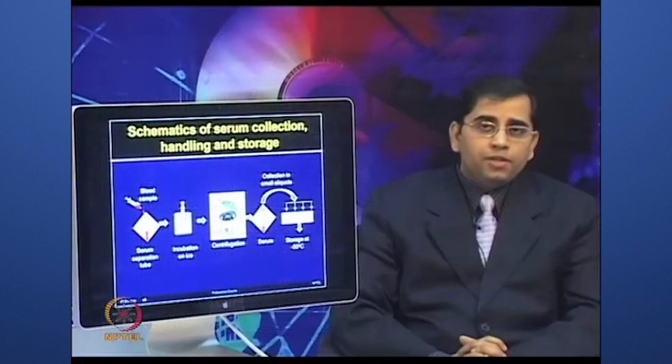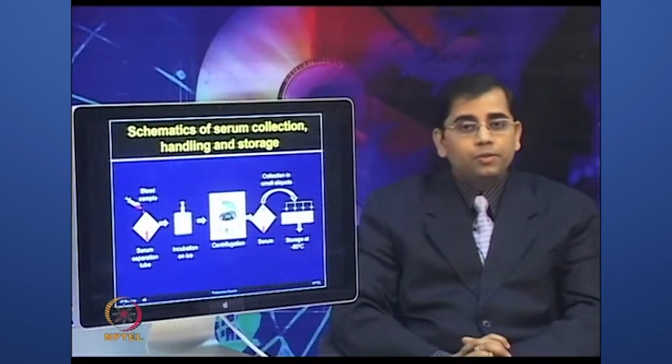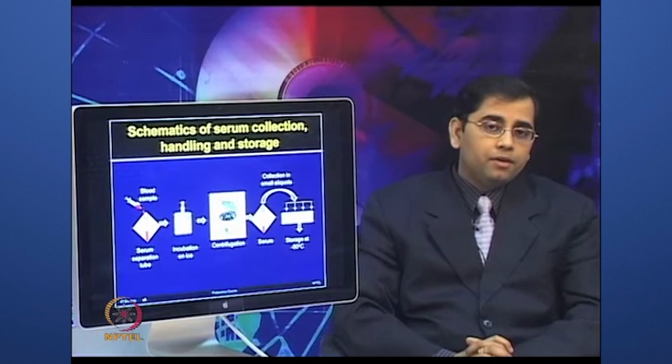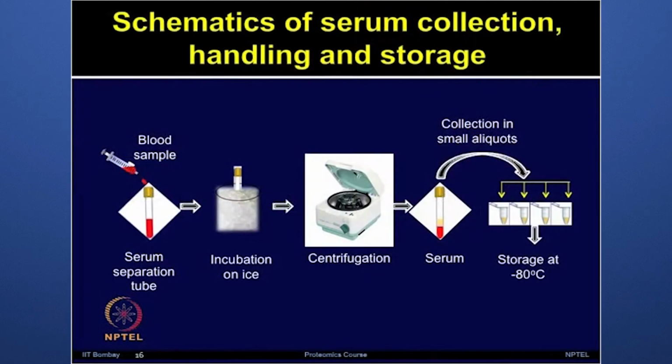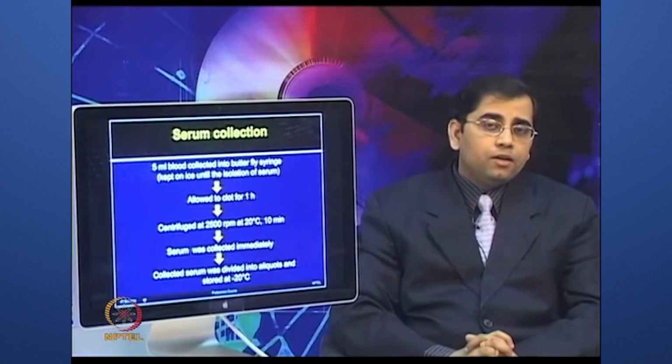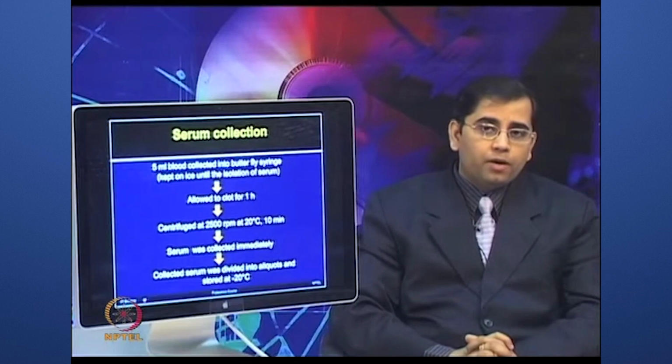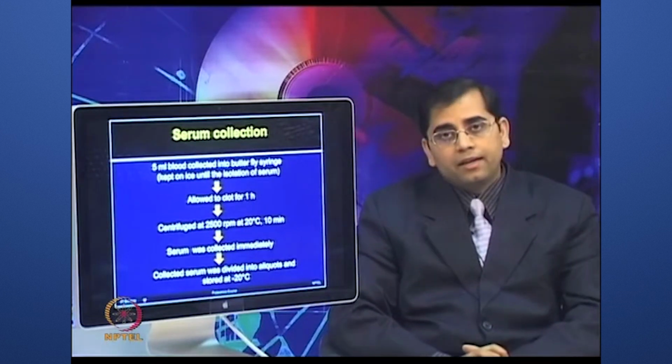So, as you have seen in the animation, first of all you need to collect the blood sample, then the serum has to be separated from that, and after the serum is collected, you need to store it in small aliquots at -80 degrees. So, this slide gives you various steps involved in this process. Ideally, 5 ml of blood is sufficient for getting enough serum to perform such proteomic investigations.